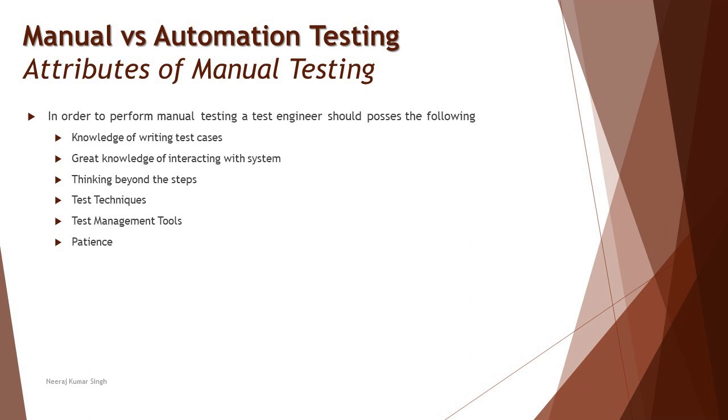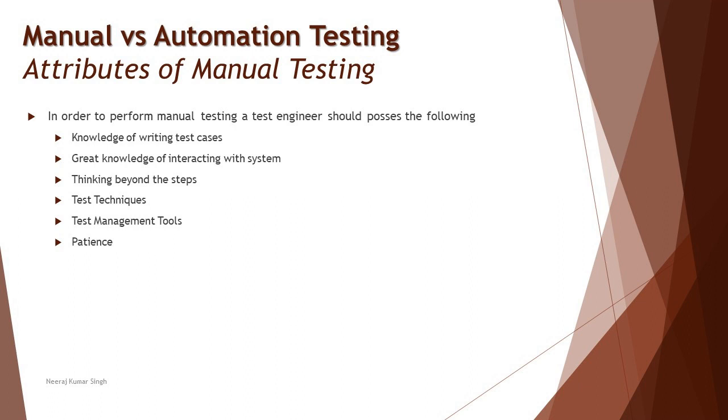Thinking beyond the steps is another capability which a manual tester needs to possess, because you are not robots. If you are performing manual testing, you're not limited to the execution of test cases. You must have the capability to look forward to adding more and more value from a common execution as well. Also, being aware of the test techniques which we need to apply in order to derive an efficient number of test cases. Also, the use of test management tools.